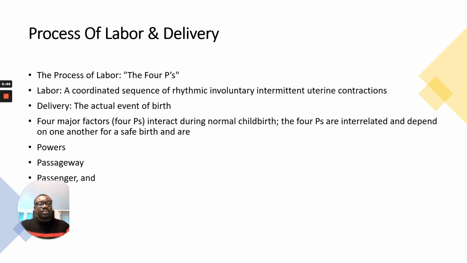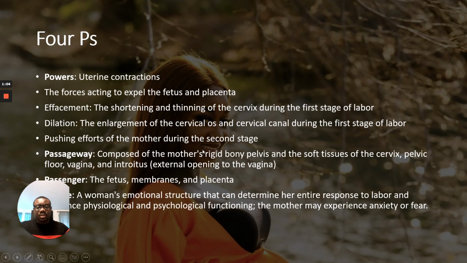These 4 P's, we said, are interrelated in that all 4 have to be successful to have a normal childbirth. If any one of the 4 P's is not successful, it means we cannot have normal childbirth. So the first of the 4 P's is the power.